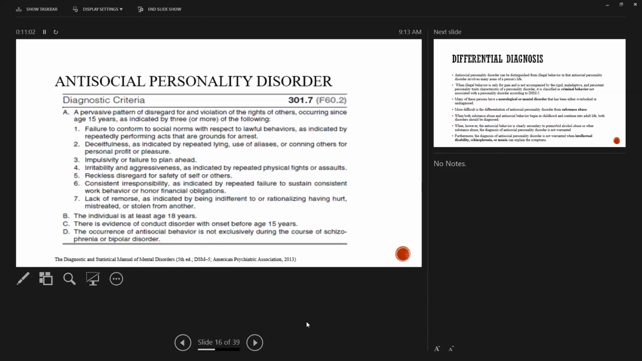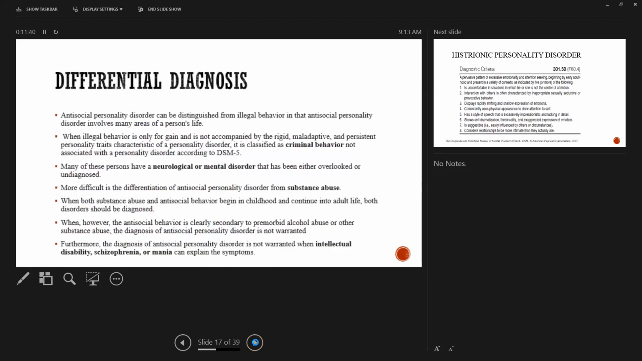Next is antisocial personality disorder. This patient will have a failure to conform to social norms with respect to lawful behaviors. There will be deceitfulness, repeated lying, impulsivity, irritability, and aggressiveness. There will be reckless disregard for the safety of self or others, consistent irresponsibility, and lack of remorse will also be present in this patient. Now, this individual should be at least 18 years of age with evidence of conduct disorder with onset before the age of 15 years, and this behavior should not occur exclusively during the course of schizophrenia or bipolar disorder.